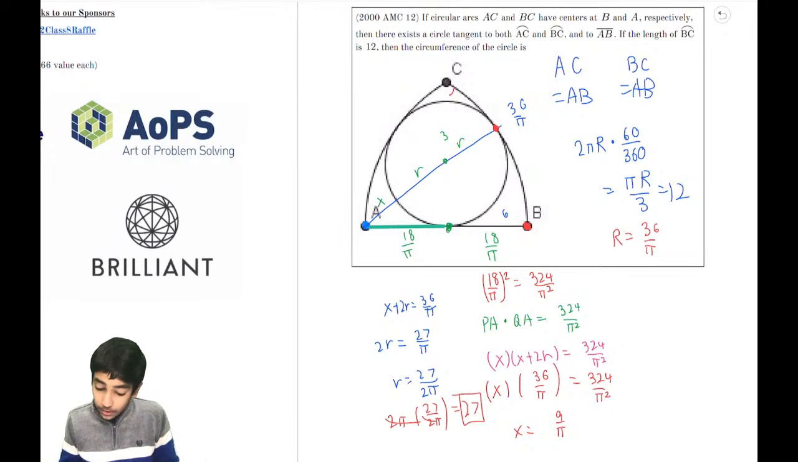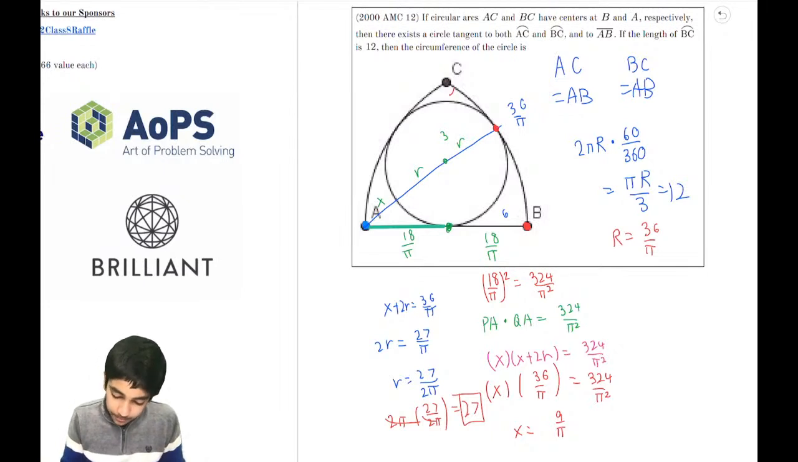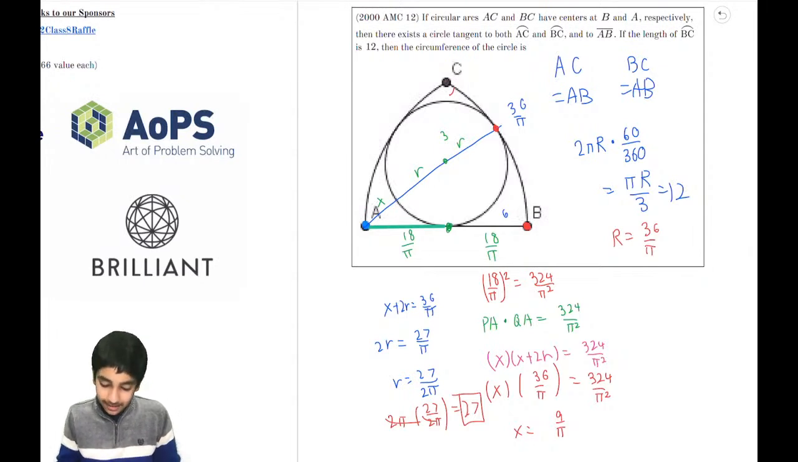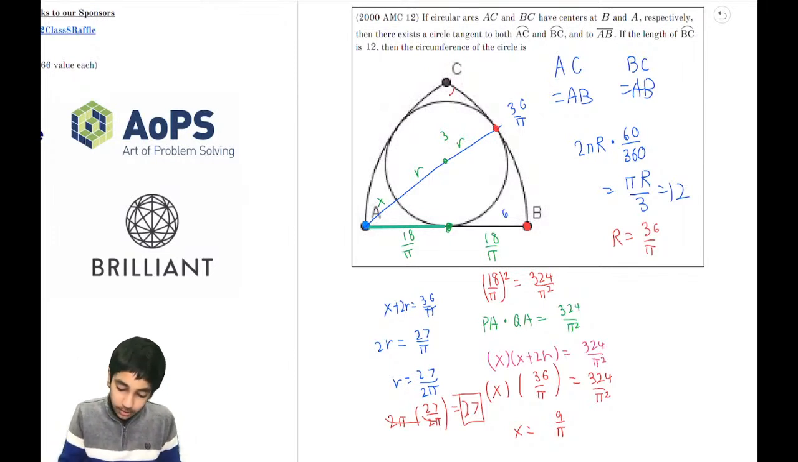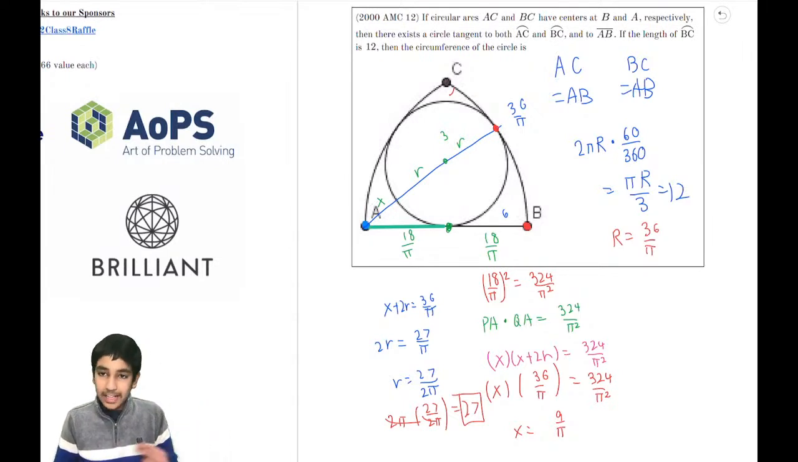What can we do with this information about the power? Well, the only secant that seems logical to look at is A to the red point, this segment here. We apply power of a point to this. So we just do x times x plus 2r is going to be 324 over pi squared. We see that x plus 2r is 36 over pi, since it's the same as the radius AB on the circle. So we substitute that back. We get x is 9 over pi, which means that r will then be 27 over 2 pi. We find the circumference of the circle easily from there.